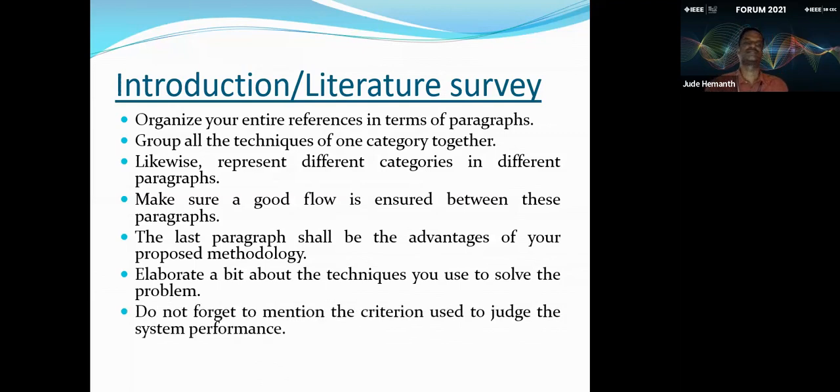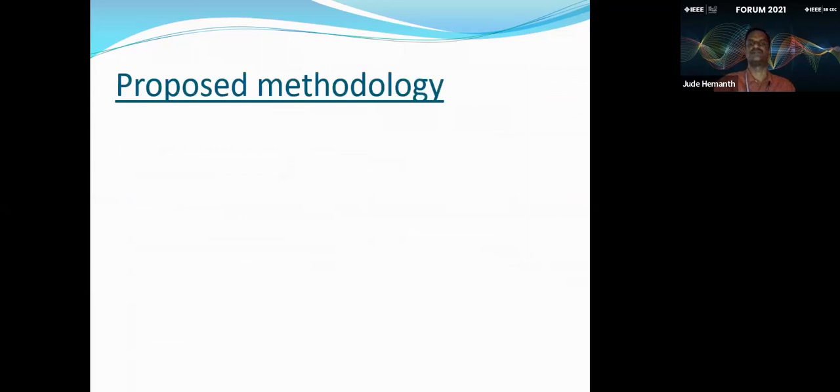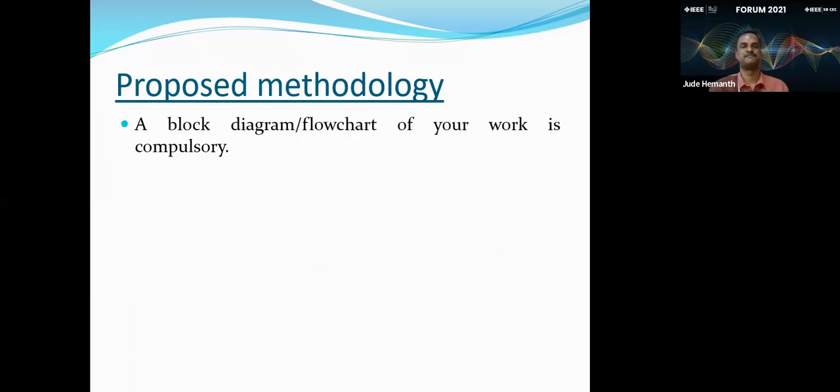Do not forget to mention the performance measures. Very, very important, because your method is going to be validated based on the performance measures only. So make sure that you give a correct performance measure. The next section heading should be proposed methodology. Don't start with any other headings, or you can go for materials and methods. That is a good side heading, or you can go for a side heading as proposed methodology. You should have one heading like this.